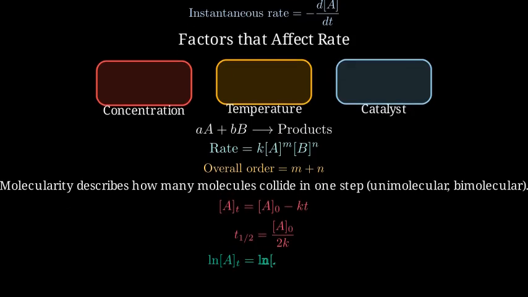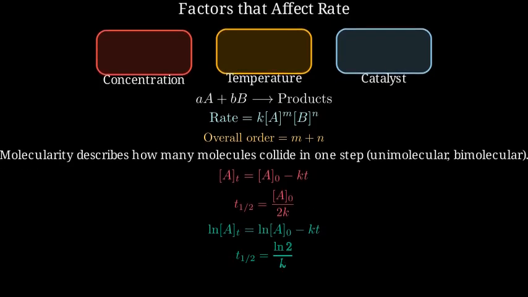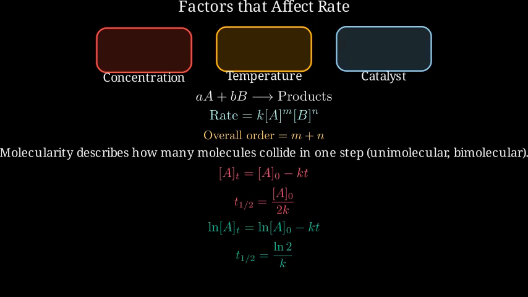For a first-order reaction, the natural logarithm of [A] at t equals natural log of [A]0 minus kt. The half-life for first order is constant and equals natural log of 2 over k.